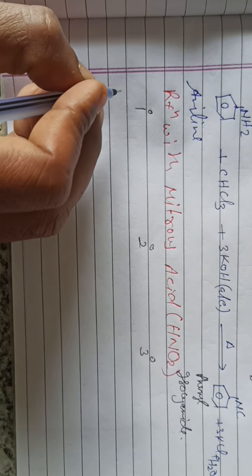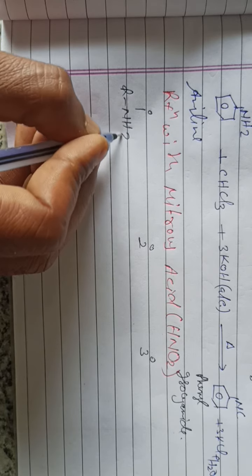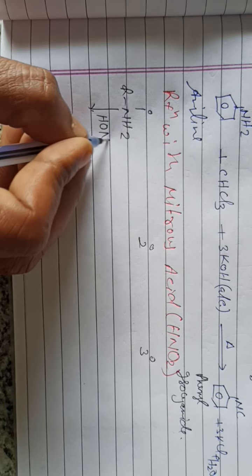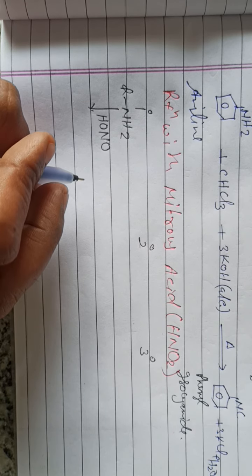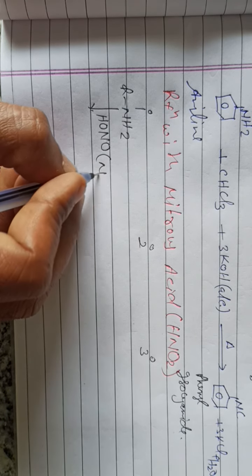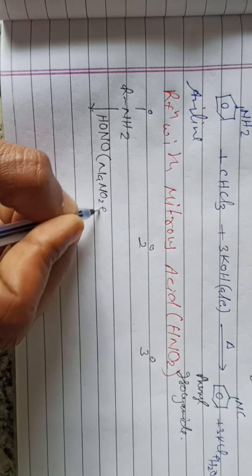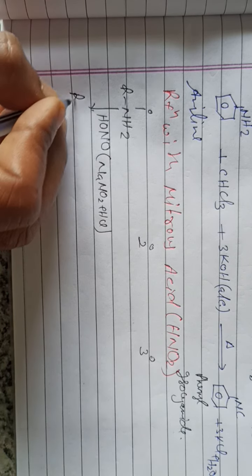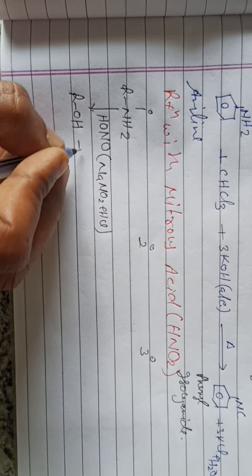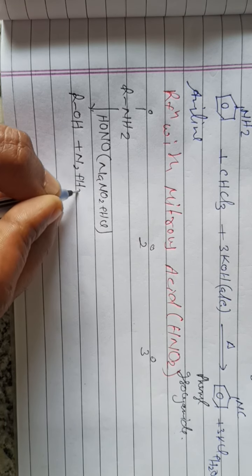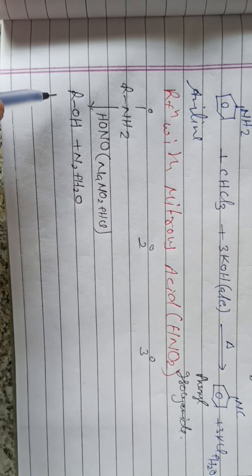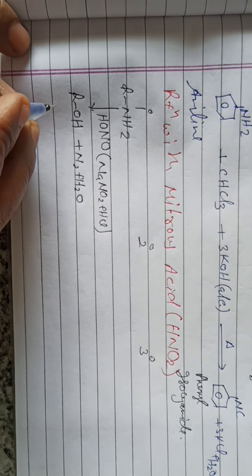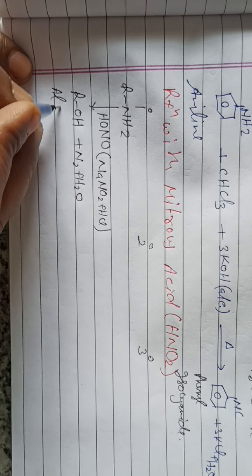When a 1 degree amine, RNH2, reacts with HNO2 in the presence of NaNO2 and HCl, it forms ROH plus N2 plus H2O. It forms an alcohol. This is the product, alcohol.